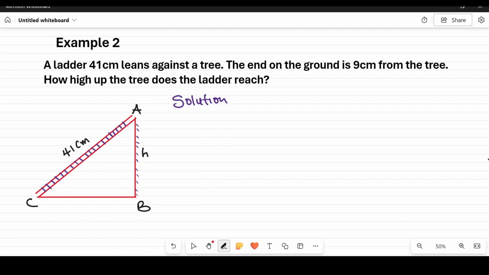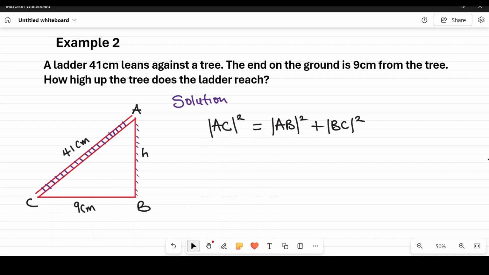And then we are told that the end on the ground from the tree is 9 cm, and that is represented by side CB. So here is known as 9 cm. Now from our Pythagoras theorem, we can obtain side AB. So our theorem states that AC, which is the hypotenuse side, is equal to AB all squared plus BC all squared.